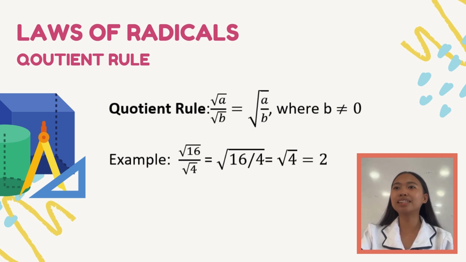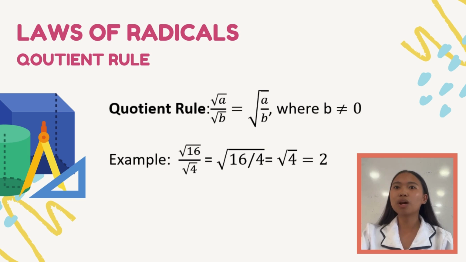This rule helps us simplify expressions when we divide one radical by another. It tells us that when we divide the square root of a by the square root of b, you can rewrite it as the square root of the fraction a divided by b, as long as b is not 0. For instance, if we have the square root of 16 divided by the square root of 4, using the quotient rule, we get the square root of 16 over 4, which is equal to the square root of 4, and the square root of 4 is equal to 2.